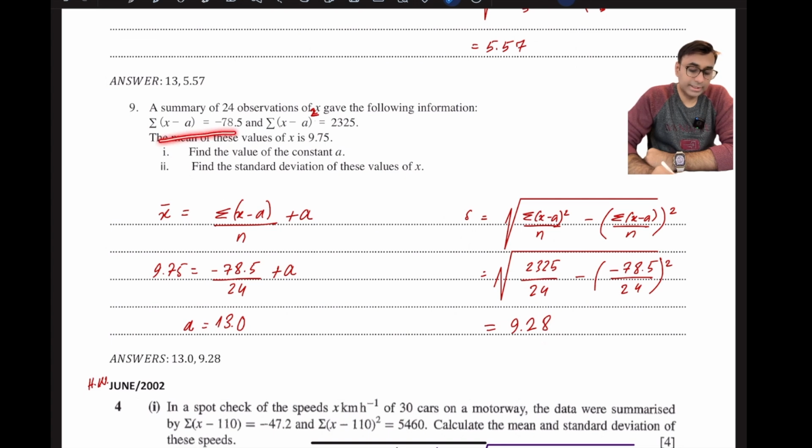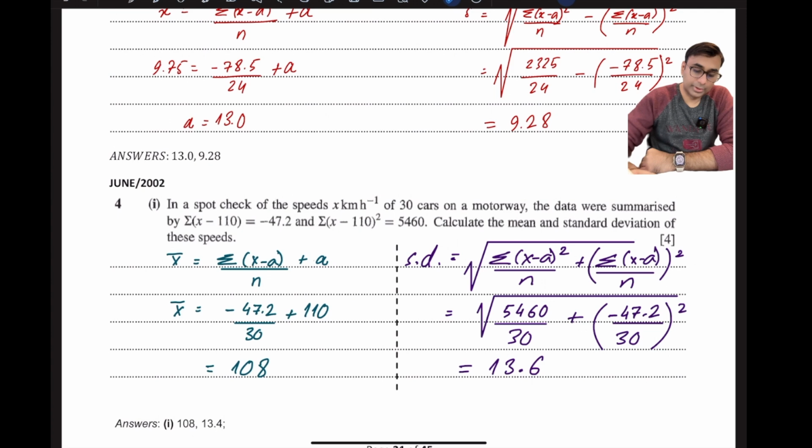I have sigma x minus a as minus 78.5 and sigma x minus a whole square as 2325, and I know that the mean of these values is 9.75. We have to find the constant a. So recalling the formula for mean, x bar is sigma x minus a over n plus a. I know the mean, I know sigma x minus a, I know n. I can rearrange this equation to get myself a. And then after I have the value of a, I can calculate the standard deviation as sigma x minus a whole square over n minus sigma x minus a over n whole square. So once I do that, I will be able to get myself the standard deviation.